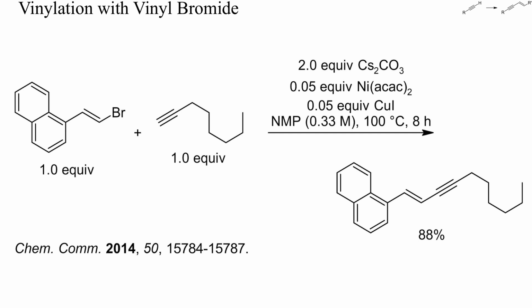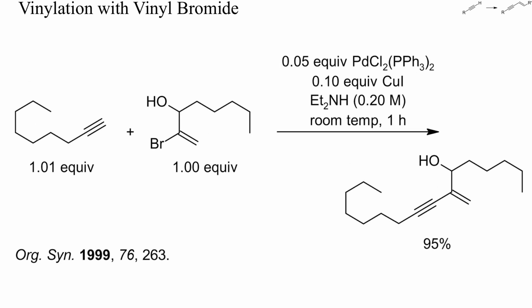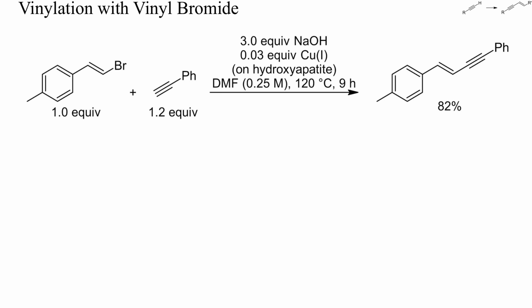Here, a vinyl bromide was coupled with 1-octyne with the aid of 5% of a nickel complex and copper iodide. In this example, the vinylation was conducted in neat diethylamine, and the reaction was complete after only 1 hour at room temperature. Here, phenylacetylene was vinylated with a vinyl bromide and 3% of supported copper, without any palladium. A large excess of sodium hydroxide had also been added, but strong bases are usually not required for these reactions and can even cause eliminations or isomerizations.